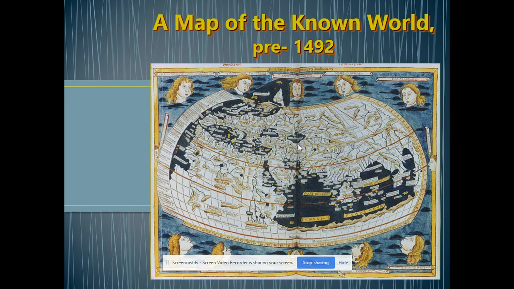This is a map of the known world. Okay, so it's supposed to be Europe right here. It's supposed to be Africa, which looked like a big blob. This is supposed to be Indian Ocean trade, along with Asia up here.